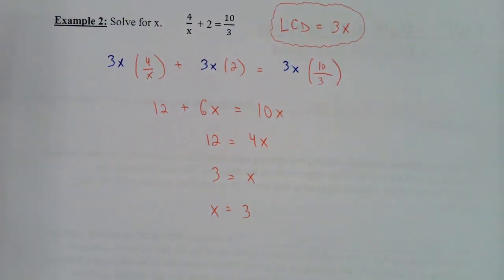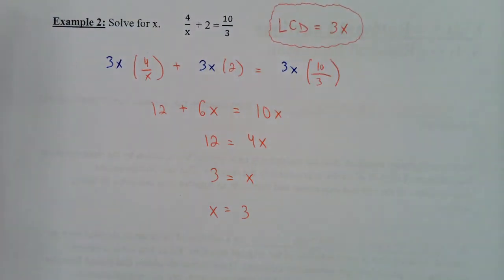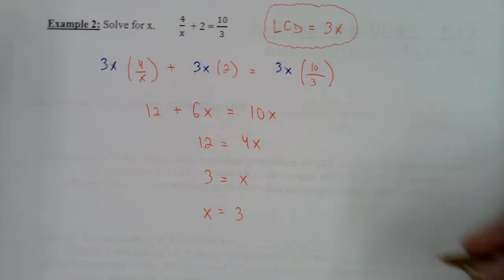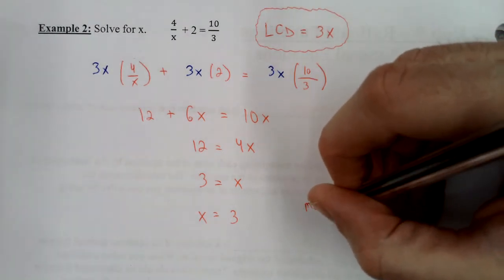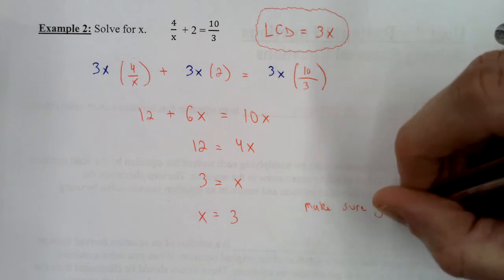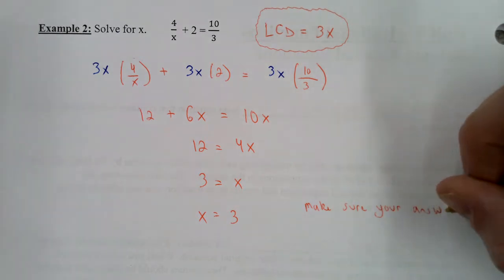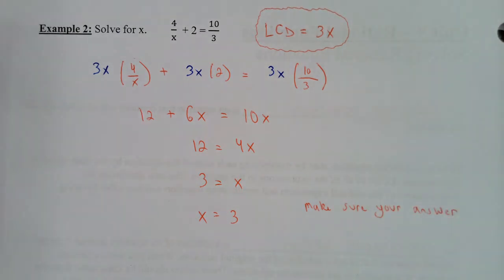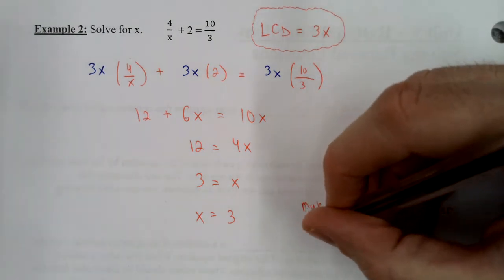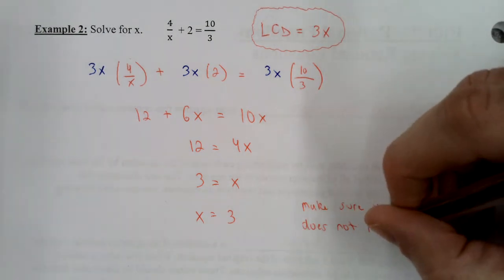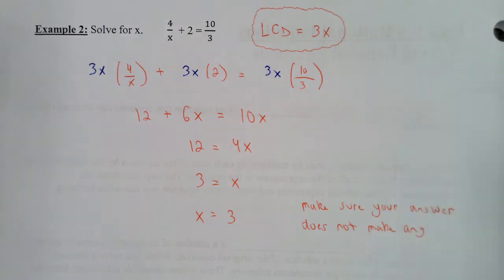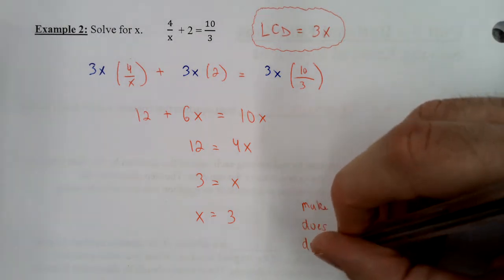Now, before I circle that, we have to make sure our answer does not make any denominator equal 0. I'll jot that down again. Make sure your answer does not make any denominator equal 0.